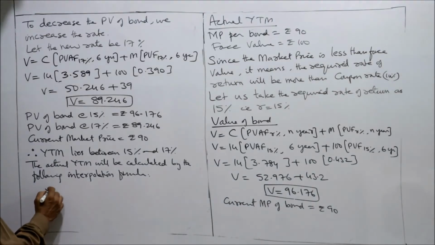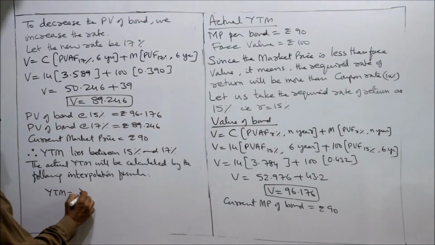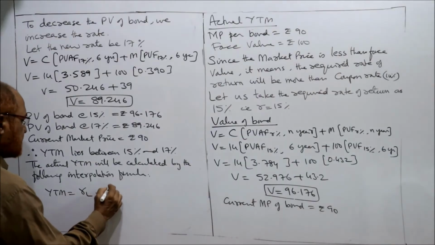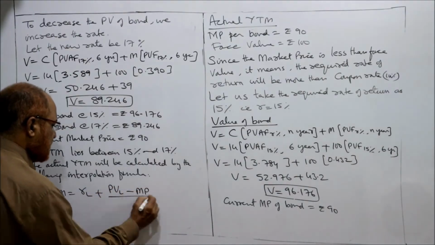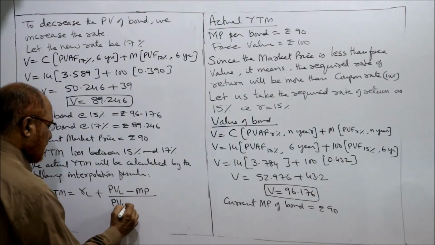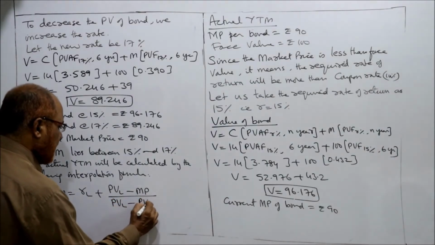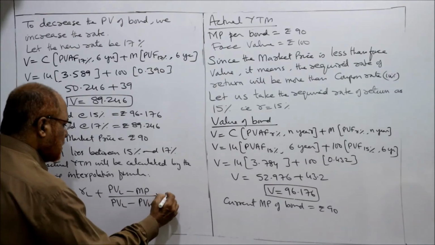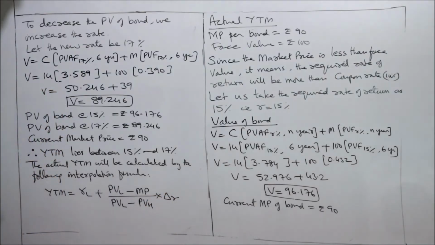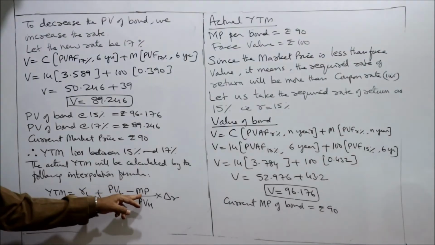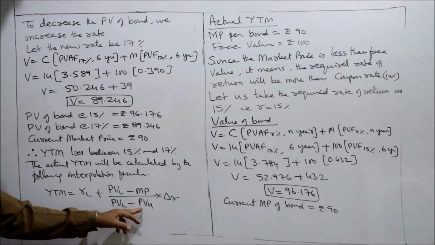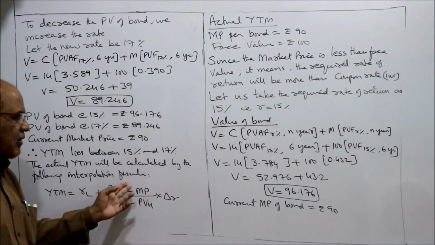So here we will write down YTM is equal to RL plus present value at lower rate minus market price divided by present value at lower rate minus present value at higher rate into delta R. See, YTM का formula है RL plus PVL minus MP divided by PVL minus PVH into delta R. I'll write down what it means.